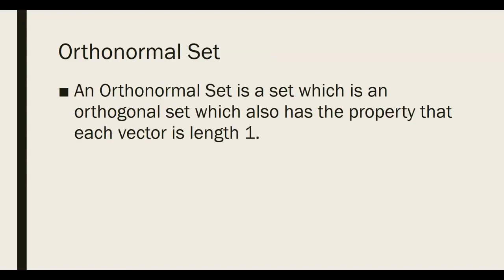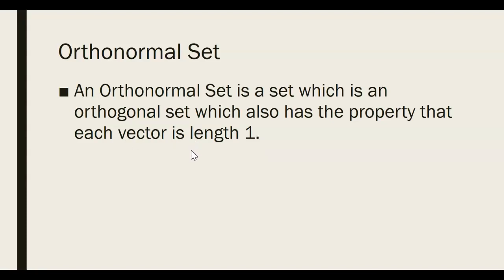Now, the last part of this section deals with the concept of an orthonormal set. So this goes way back to the beginning. If you remember, the beginning of what we're looking at is orthogonal set. So an orthonormal set is an orthogonal set where every vector is of length 1. So it's an orthogonal set with this additional property that each vector is length 1.